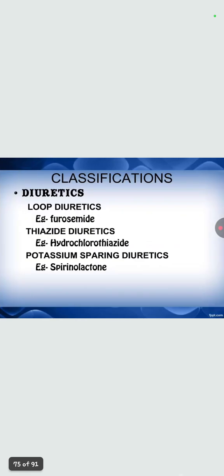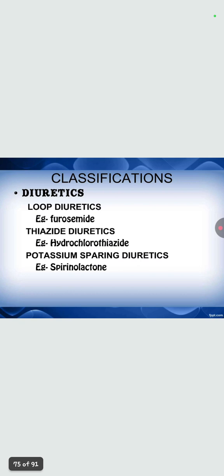Now the next topic is antihypertensives. Hypertension. What is hypertension? Hypertension is an increase in arterial blood pressure. Then the regulation of blood pressure. Antihypertensive drugs are used for the treatment of hypertension.